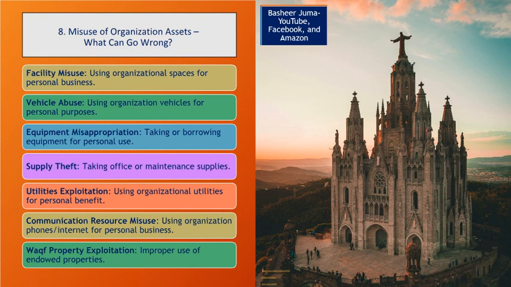Supply theft. Taking office or maintenance supplies. Utilities exploitation. Using organizational utilities for personal benefit. Communication resource misuse. Using organization phones, internet for personal business. Waqf property exploitation. Improper use of endowed properties.